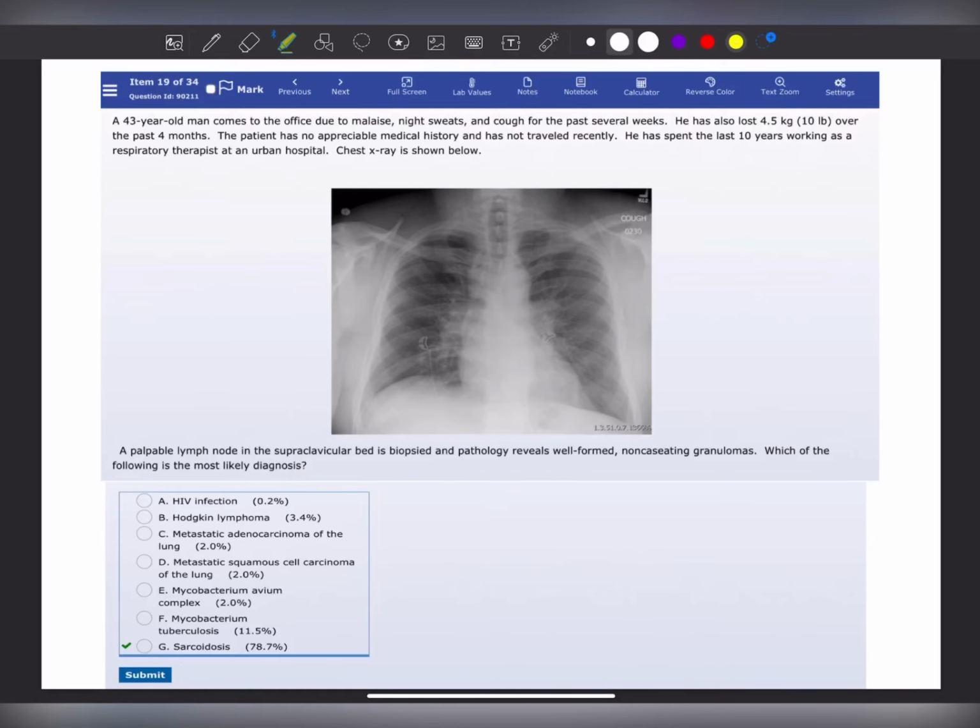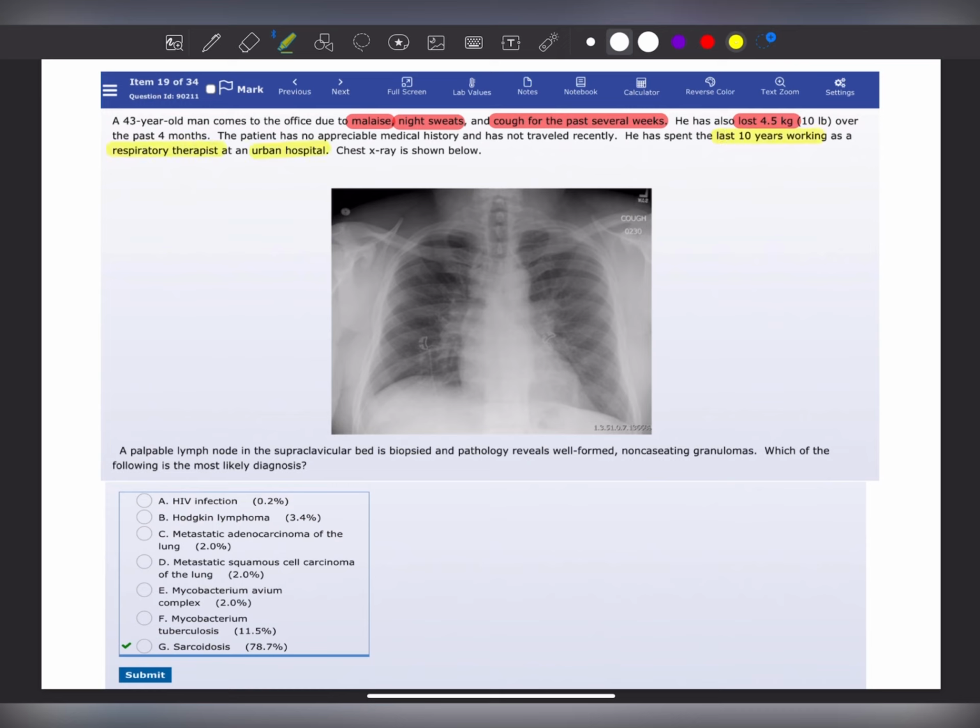It's Mudin again, and today I'm going to solve a respiratory question of the USMLE STEP 1 UWORLD question bank. A 43-year-old man comes to the office due to malaise, night sweats, and cough for the past several weeks. He also has lost 4.5 kilograms over the past 4 months. The patient has no medical history and has not traveled recently. He has spent the last 10 years working as a respiratory therapist at an urban hospital.